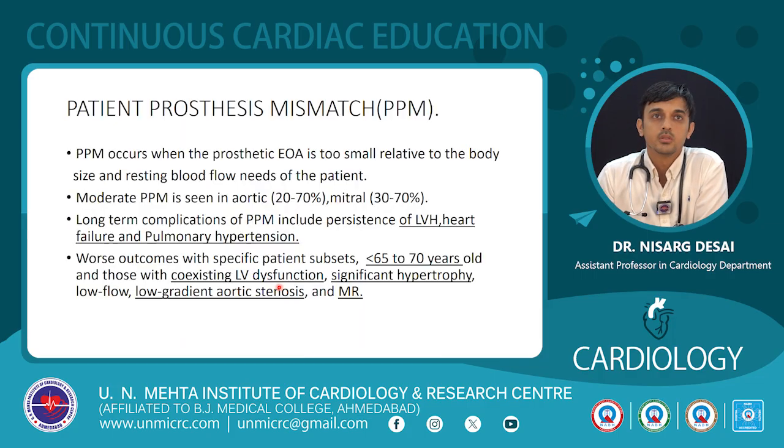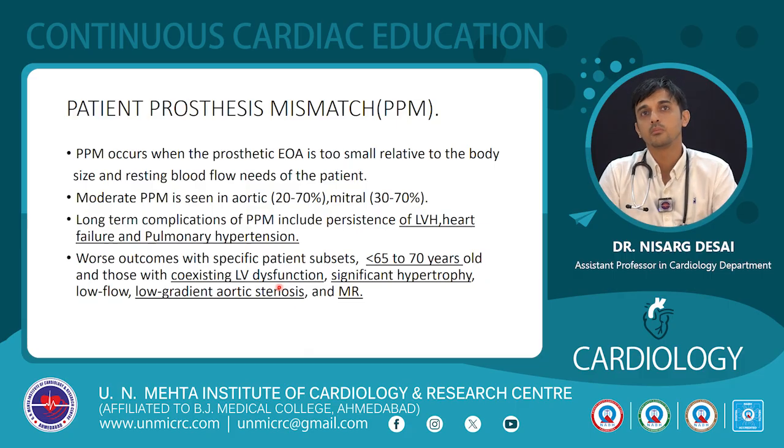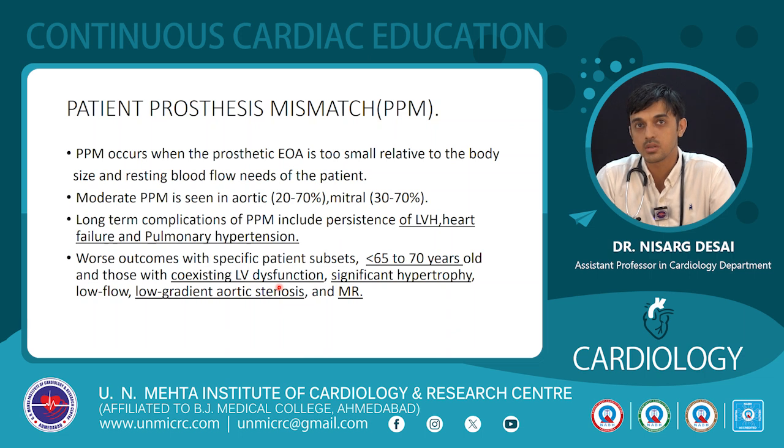So there may not be an anatomical obstruction, still we are finding high gradients, a rounded contour. After cine fluoroscopy retrogradely we analyzed that there was no obstruction, but still the gradients are high. That is seen with patient prosthesis mismatch. What is it? When the prosthetic EOA is too small relative to the body surface area of the patient, then it is called a PPM. PPM is more common with aortic prosthetic heart valves as compared to mitral valves.